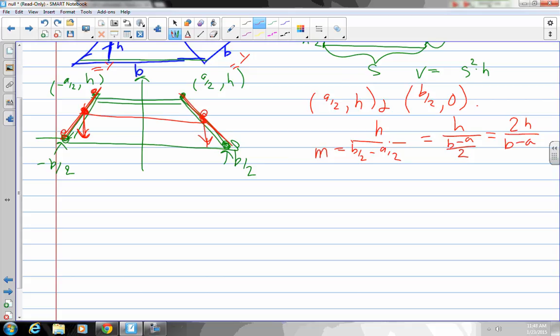So we can find the equation of that line, right? Equation of a line is y minus, what would be an easier point to pick? Maybe that one, because it has 0 in it already. So y minus 0. So y equals the slope, 2h over b minus a, times x minus the x value, b over 2, right? So it's y minus y1 equals m times x minus x1. Y1 is 0, so just y.